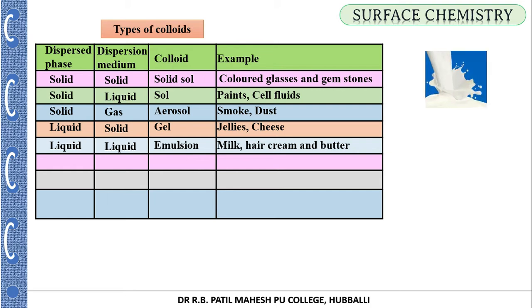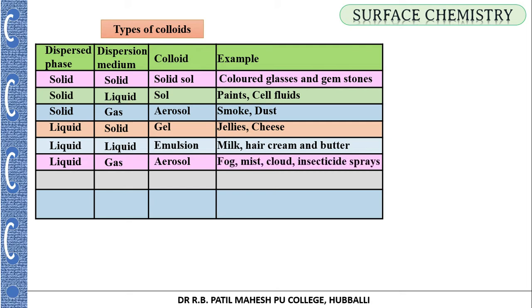The next one is dispersed phase liquid, dispersion medium gas, and that is also called aerosol generally, or most of the time nowadays it is called gas aerosol. Example: fog, mist, cloud, insecticide sprays.